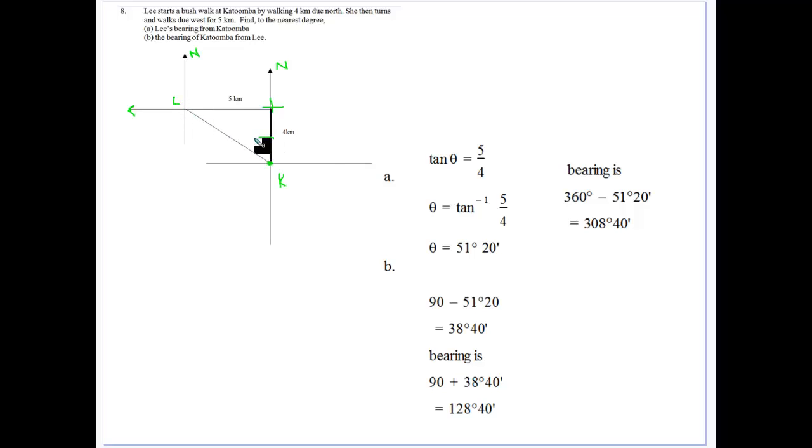So that's the angle we're looking at, and this is where we've got to be careful of the language of saying, well, what's the bearing? And this is one of the most poorly done parts of language in mathematics.